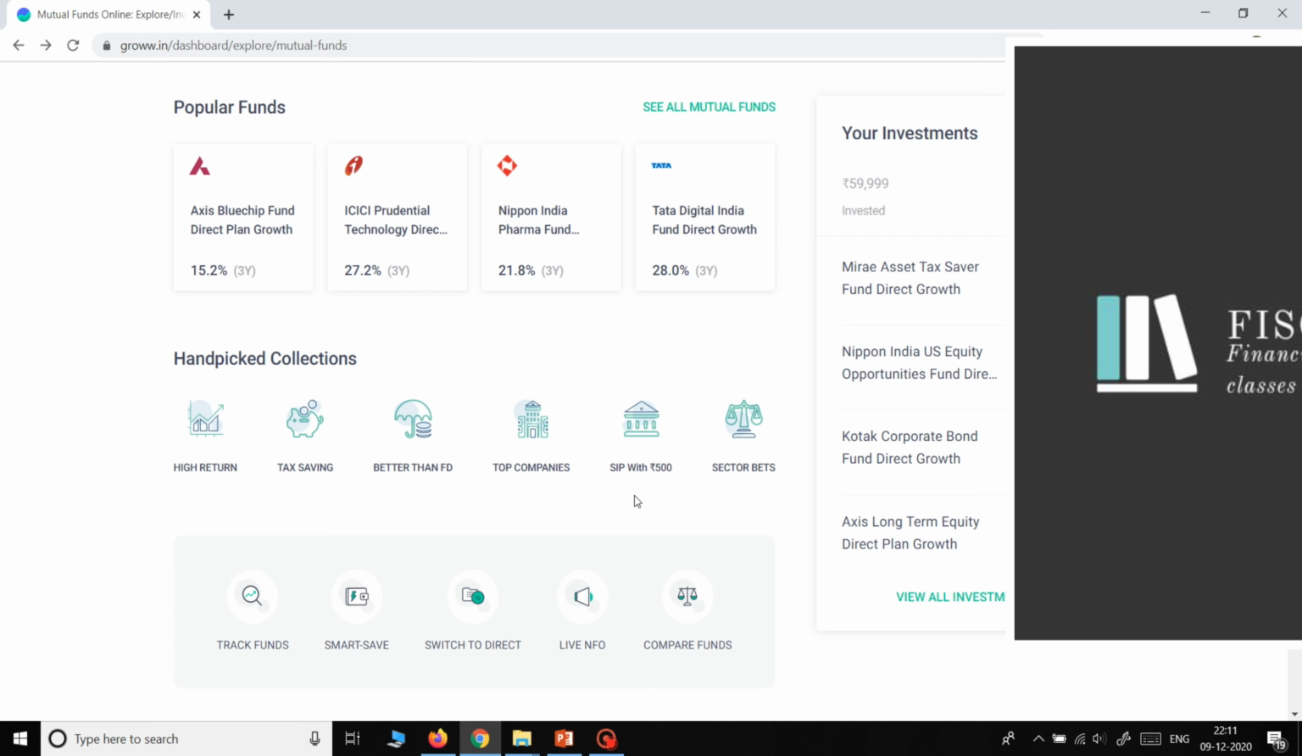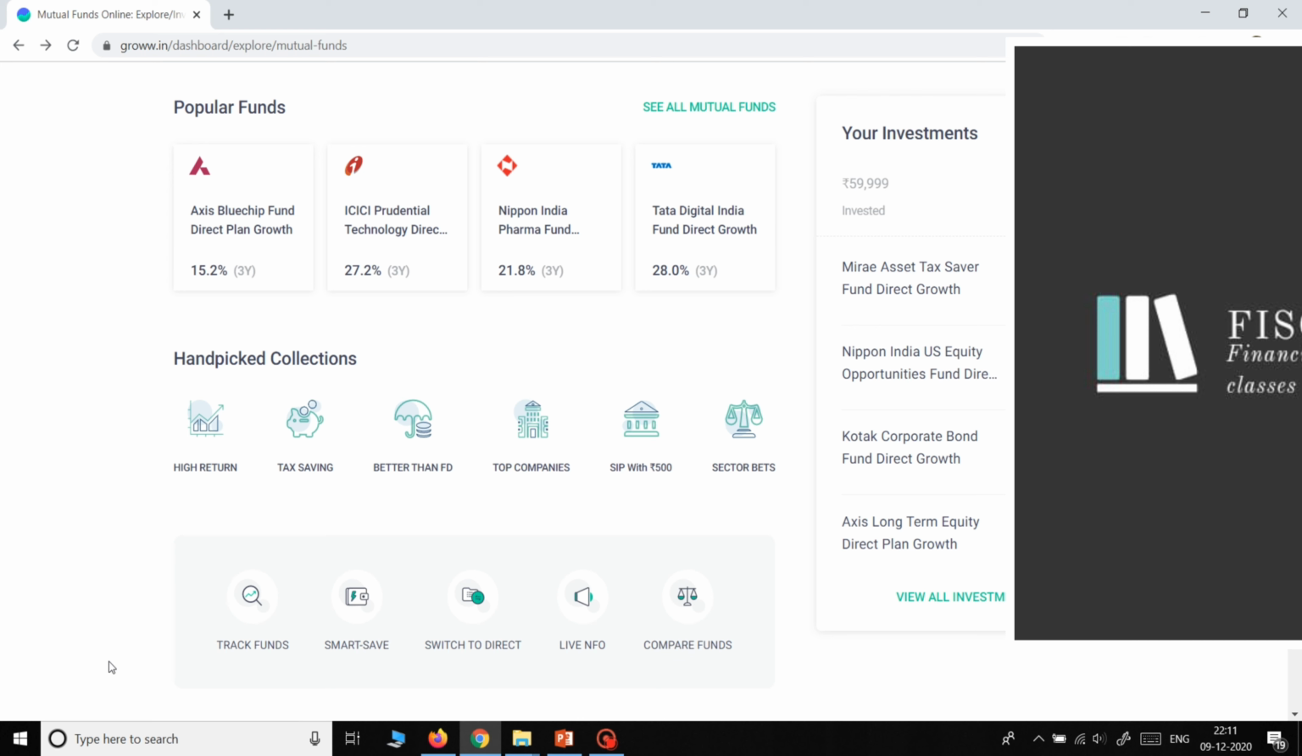I'm not saying that all the funds available in India are available on Groww. Most of them are available on Groww. The last point is sector bets. There is Nippon India Pharma and Technology Direct Fund. These all come in sector bets, where you are just investing in a particular sector. That doesn't provide you diversification, but if you see that a particular sector is going to go up, but you don't know which stock of that sector will go up, in such a scenario you should invest in this kind of fund.